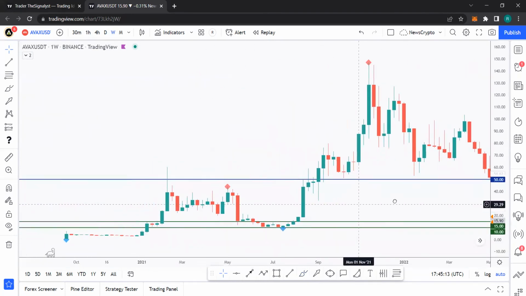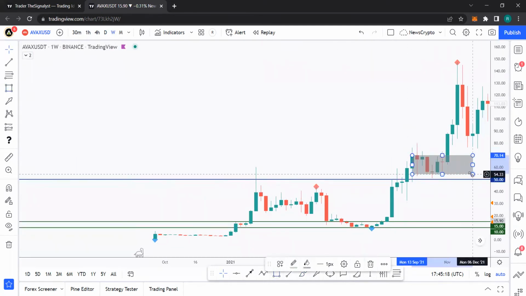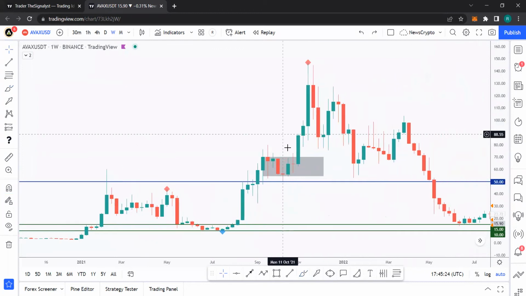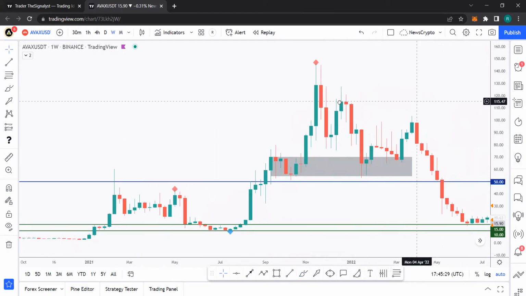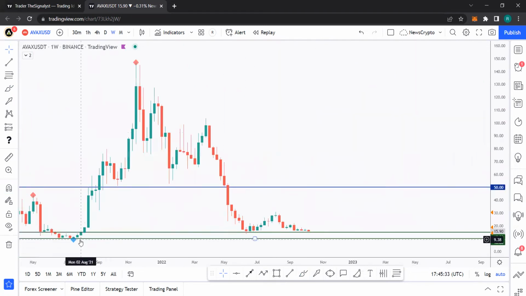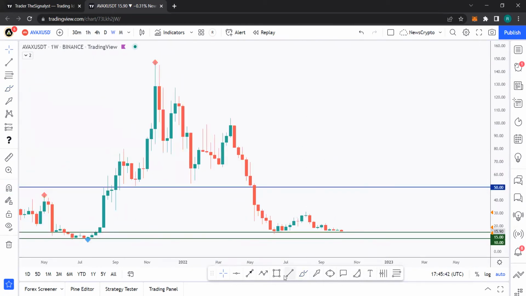That's first. Second, we've got this demand right here because of impulse, consolidation, and aggressive movement upward, that's a demand. And as you can see, price filled it and traded higher. Now, this demand is still fresh. Price is retesting it. Also, just like Bitcoin, a low now as price is retesting this low, looking for buy stops on lower time frames to catch this small bullish movement.